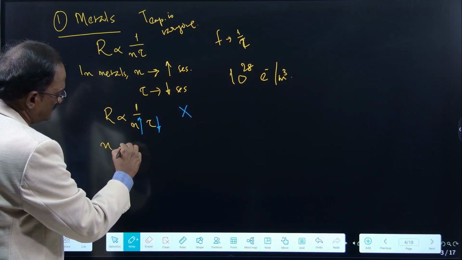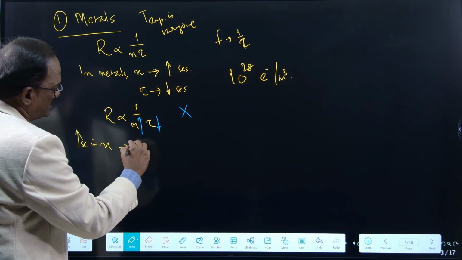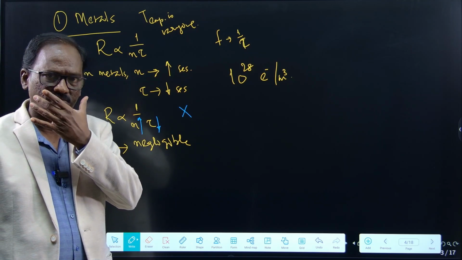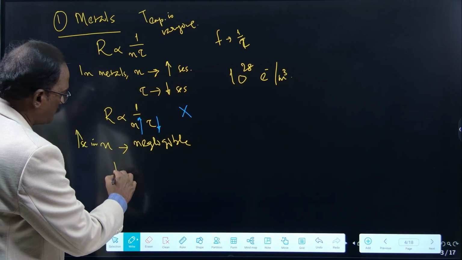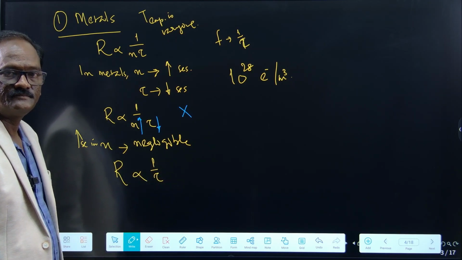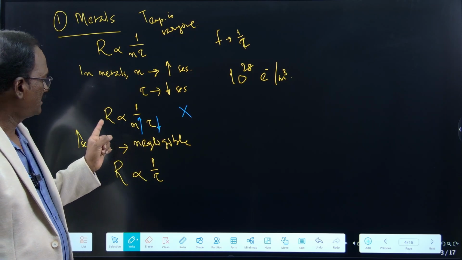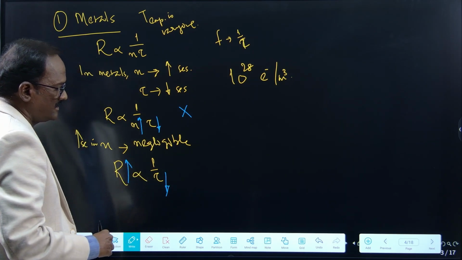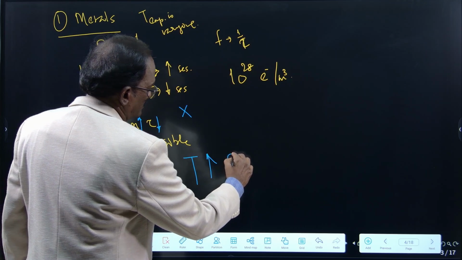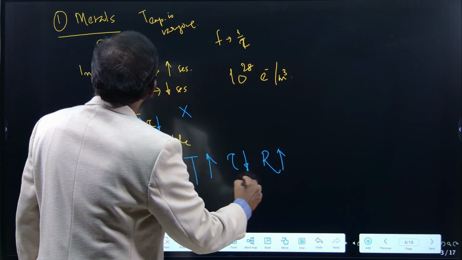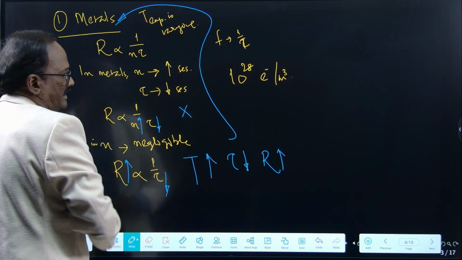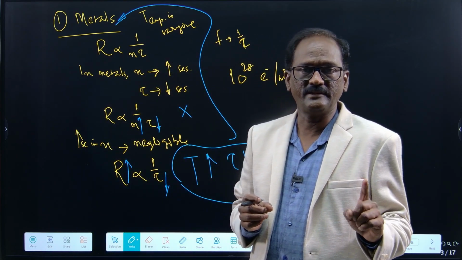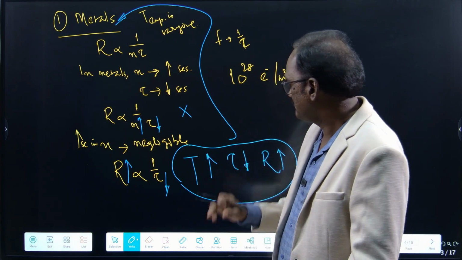So the increase in n is negligible here. Already there are a large number of electrons. So R is proportional to 1 by tau, and this increase is neglected. Tau decreases, so R increases. So T increases, tau decreases, R increases, in the case of metals. If you increase the temperature, the relaxation time decreases. So that is the conclusion.